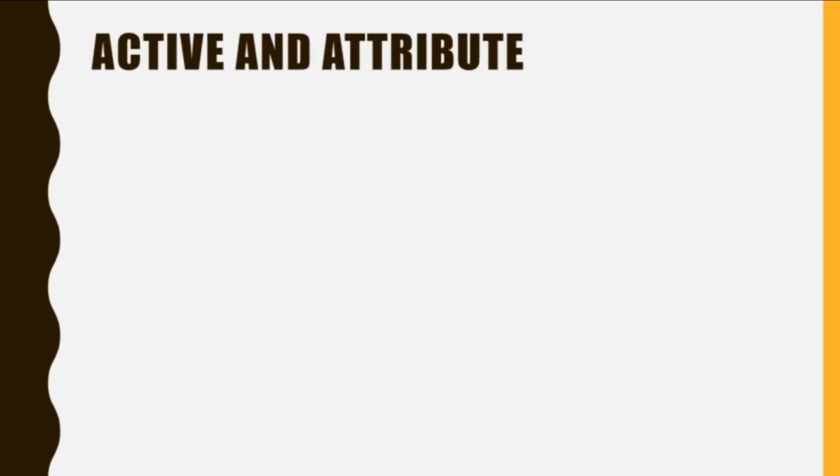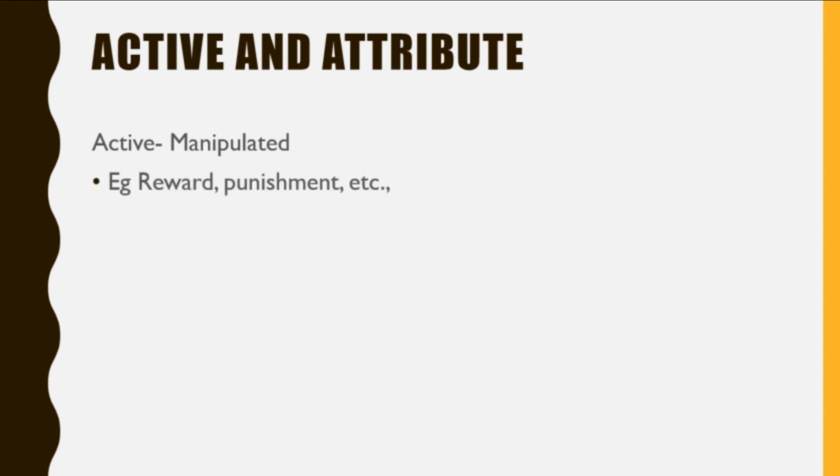Okay, the last type is active and attribute variable. As the name suggests, active variables are those which are manipulated in the study. For example, reward and punishment. You can actually give a reward or give punishment. These are possible to modify, mold, give or take. These types of variables are called active variables.